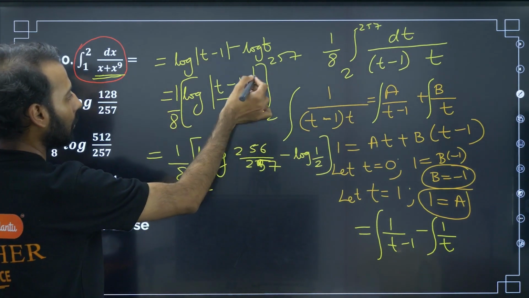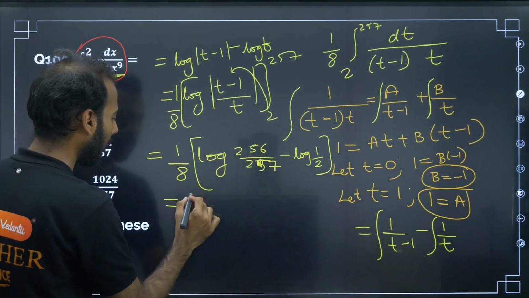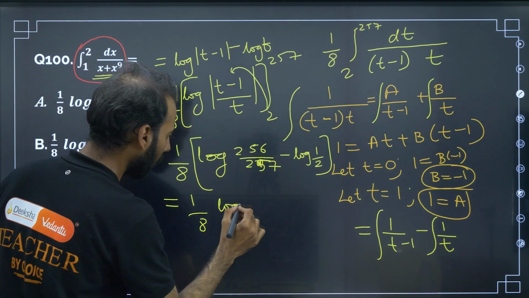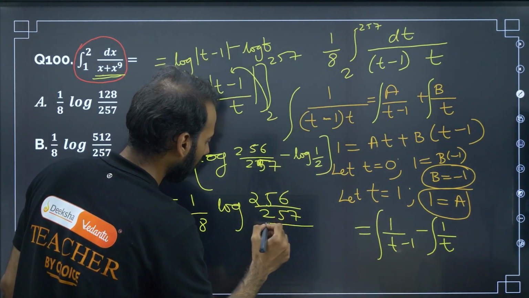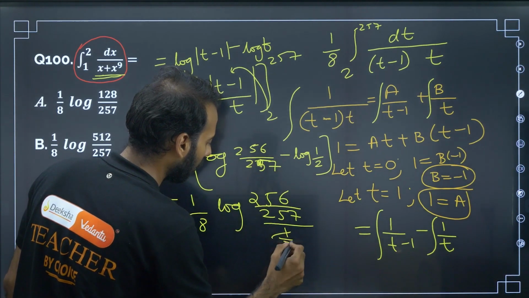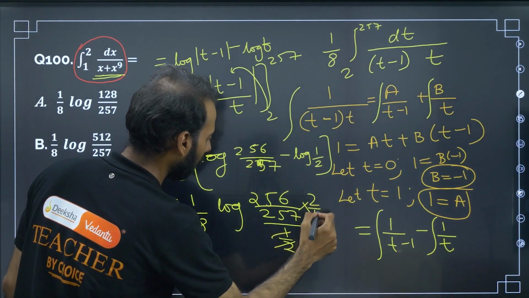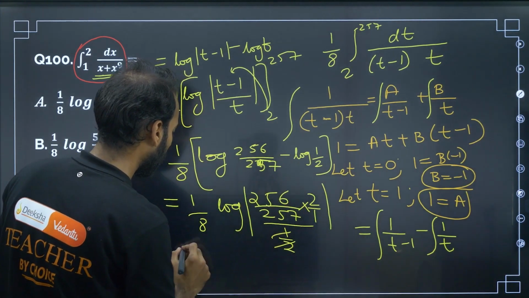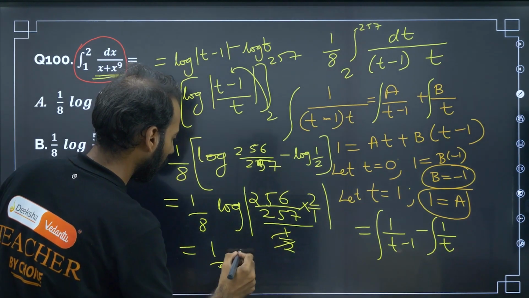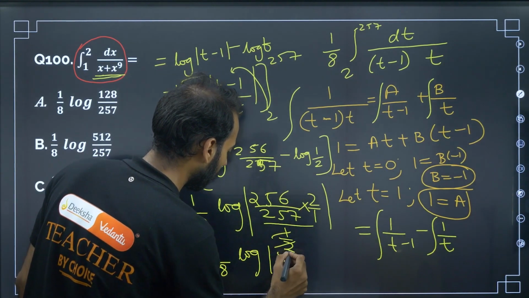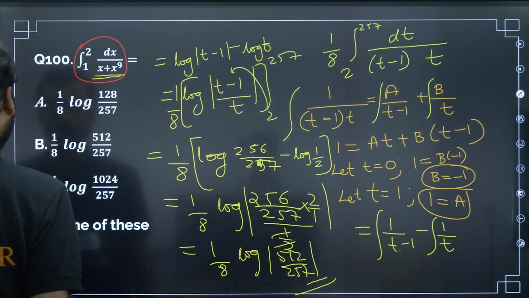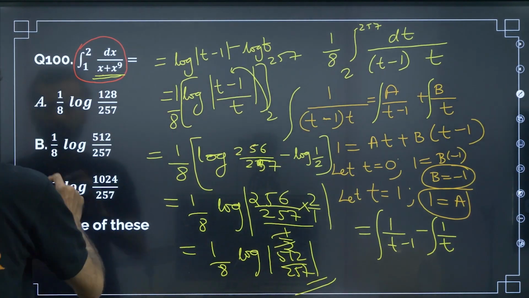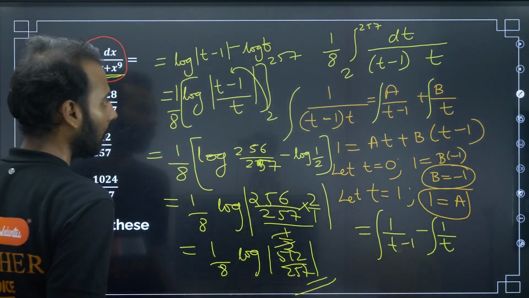Log 1, you place this 2 here, 1 by 2. So 1 by 8 as it is, 1 by 8 log of 256 by 257 divided by 1 by 2. Rather than writing 1 by 2, I will write 2 by 1 here. So 1 by 8 log of 512 divided by 257. Is there any option like this? 1 by 8 log of 512 by 257. B is the answer. Moving on to the next question.